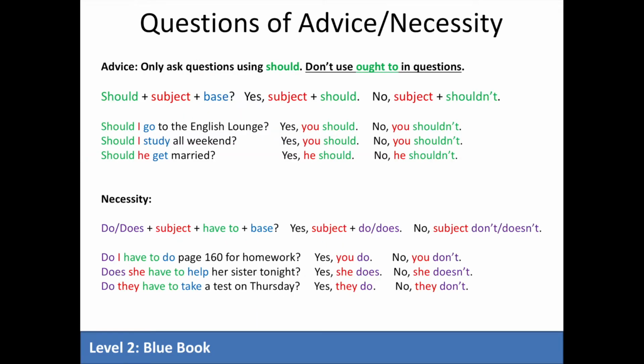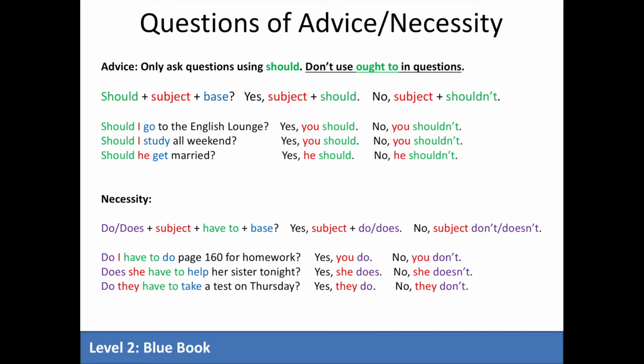Now, to ask and answer questions for advice, we'll use should. We do not use ought to ask questions. The structure, you start with should, followed by the subject, then the base verb. To answer these questions, again, start with yes or no, then the subject, followed by should or shouldn't.